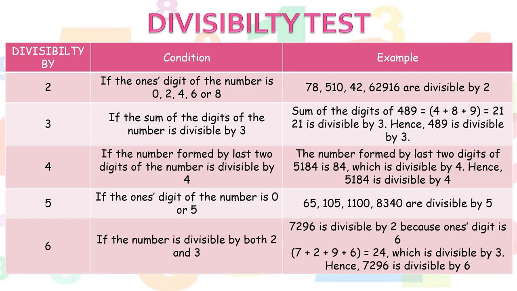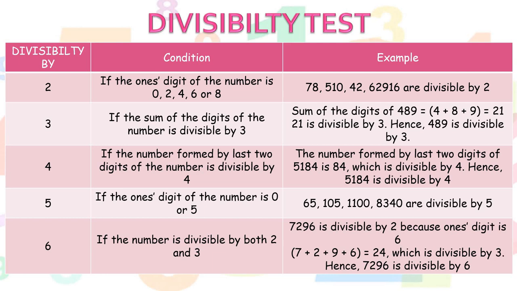What about 3? If the sum of the digits of the number is divisible by 3, then we add the digits of the number. If the sum is divisible by 3, then the given number is divisible by 3. Okay, so here the example is 489. The sum of the digits is 21, so it is divisible by 3.